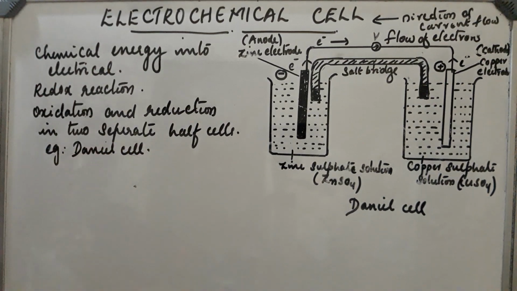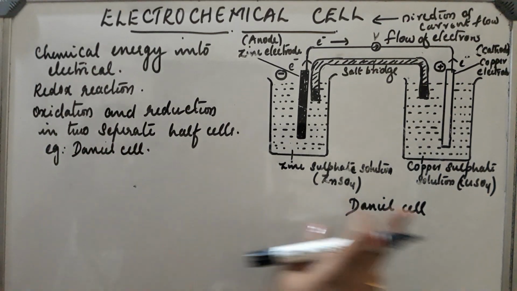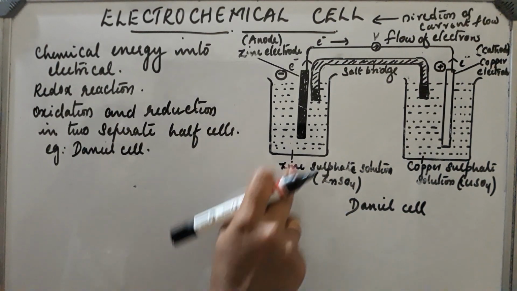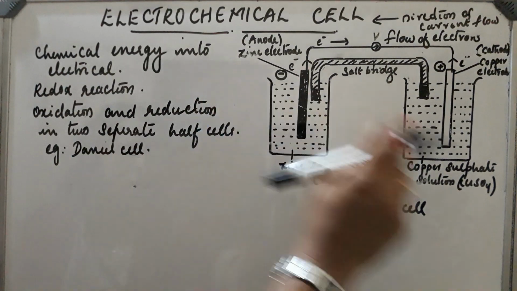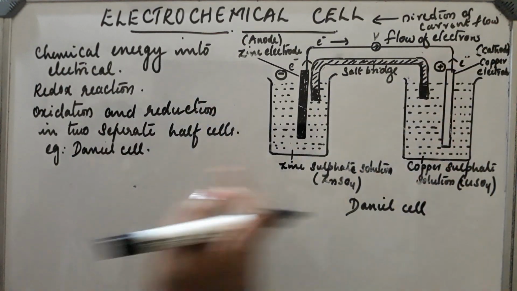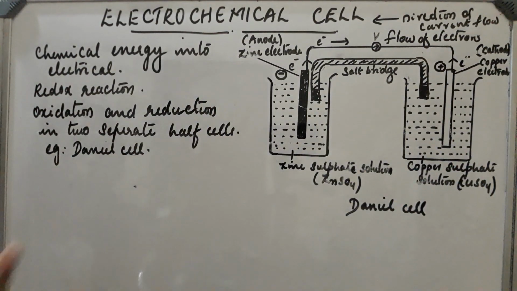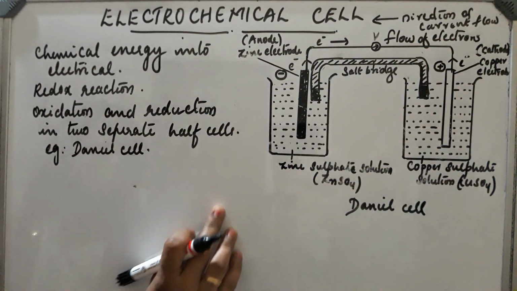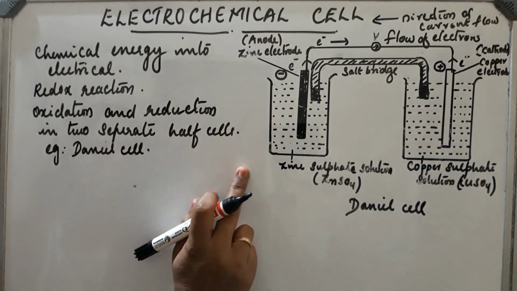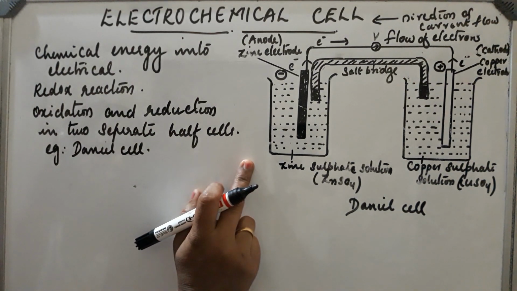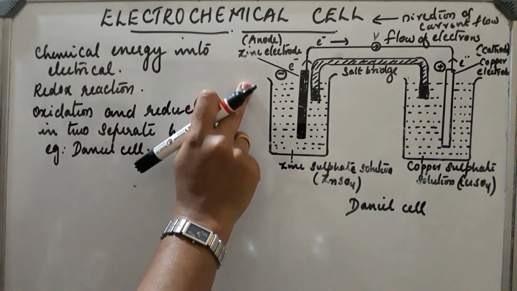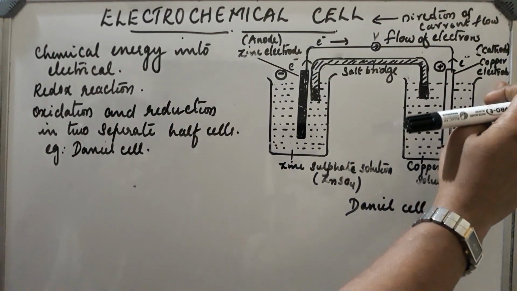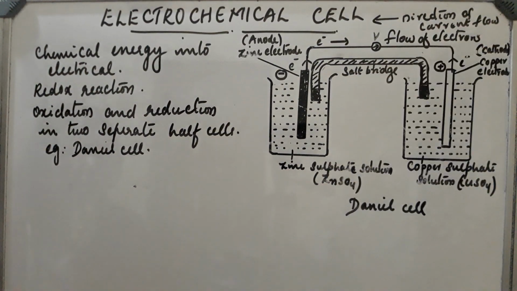So, a Daniel cell consists of two beakers containing zinc sulfate solution and copper sulfate solution. In zinc sulfate solution, zinc electrode is dipped, and in copper sulfate solution, copper electrode is placed. These two electrodes are connected through an external circuit. The zinc electrode is the negative electrode, which is the anode, and the copper electrode is the positive electrode, which is the cathode.